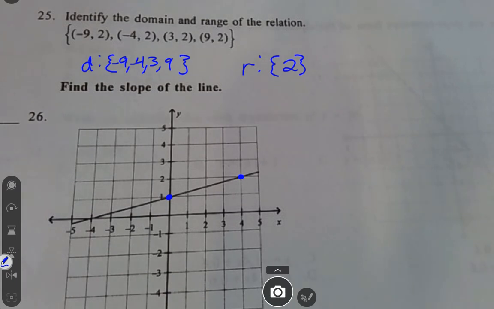How far up do I go? 1. And then how far over am I going to go? 1, 2, 3, 4. What if I had gone down? What kind of slope would it have been? Negative. But I didn't. This one's just a positive 1 over 4.